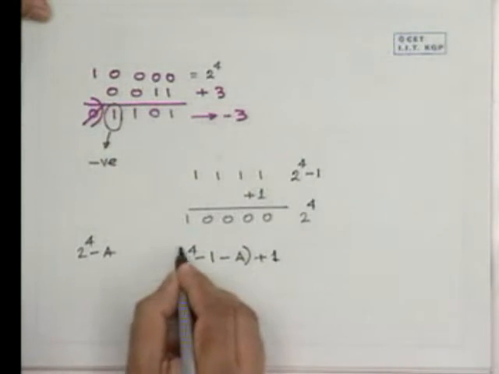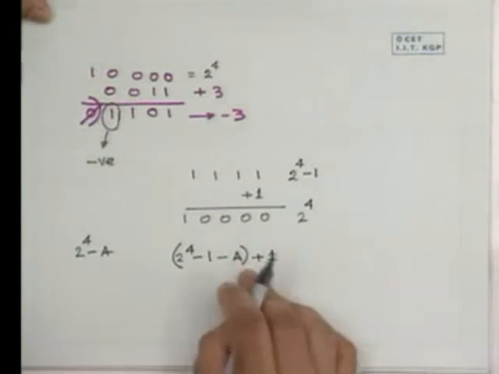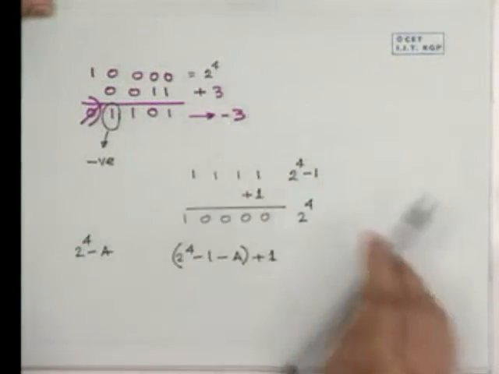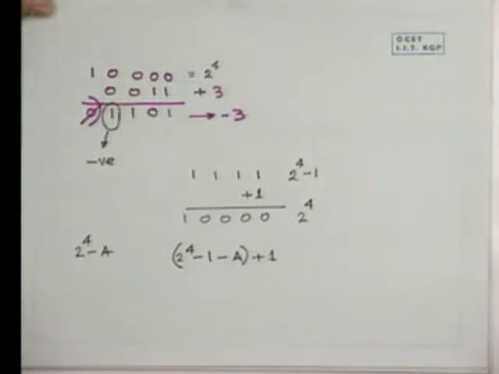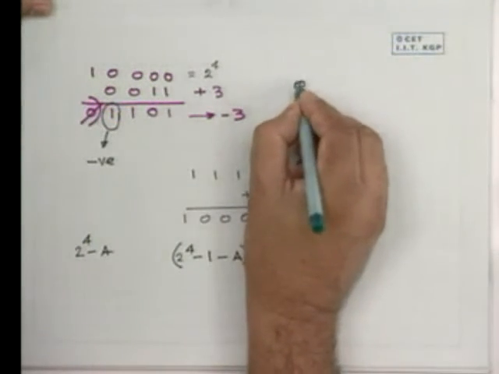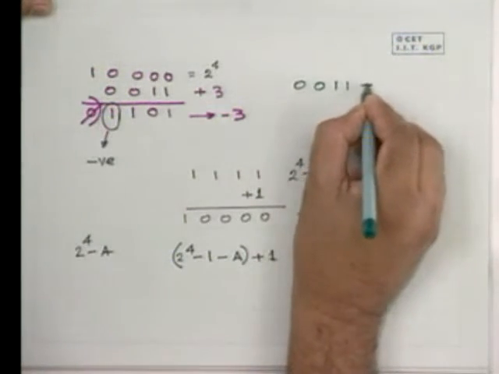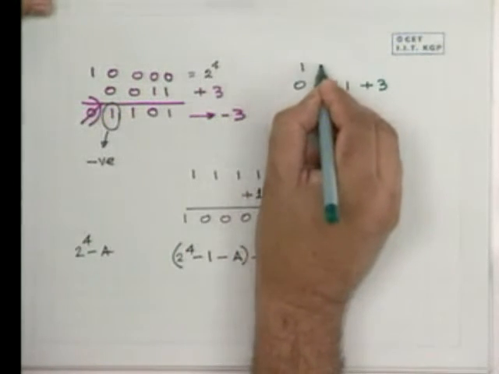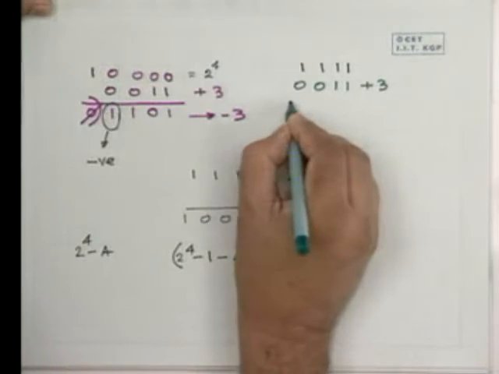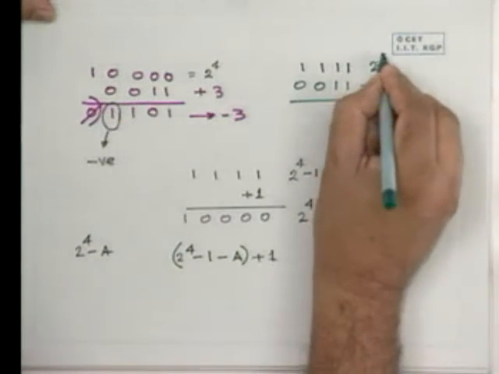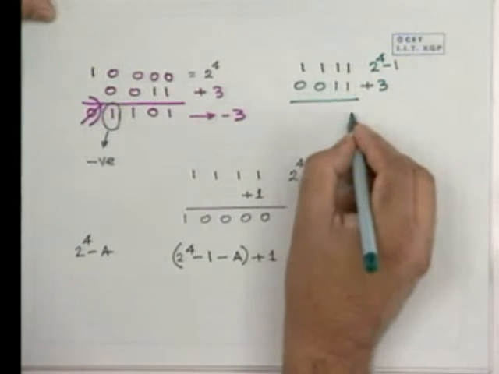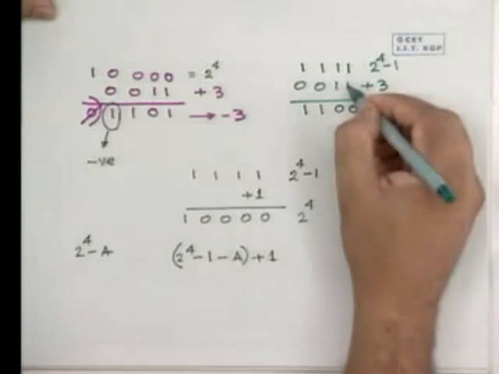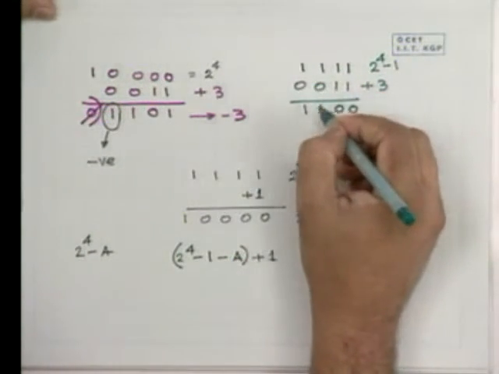That means we first find this one and then add 1 to it. This has an advantage. Say, once more we want to find minus 3, then let us see that we take 0 0 1 1, which is our plus 3, take 2 to the power 4 minus 1, which is 1 1 1 1, subtract it, we get 0 here, 1 here, 1 here, 0 here, which means each bit we complement, okay.